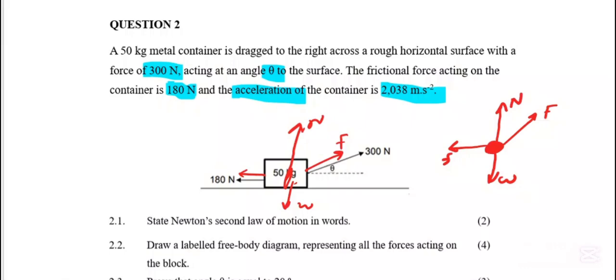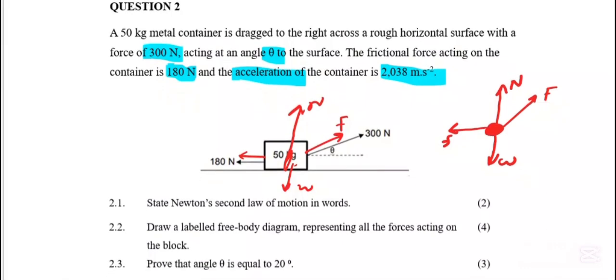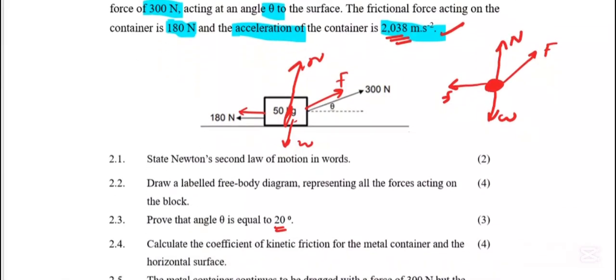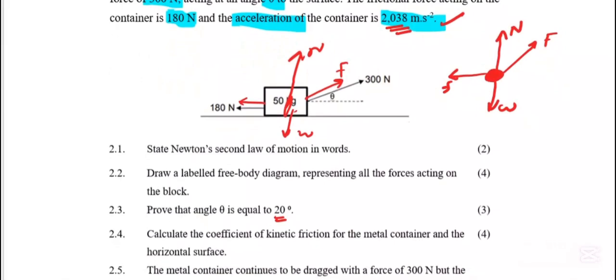Then the following question says, prove that, in fact they say calculate the angle, but bayasixelela 20 degrees. Prove that angle theta is equal to 20 degrees. So angle yethu sizoyifumana kanjani? We have the acceleration here, which means we are going to use this acceleration to get angle theta.